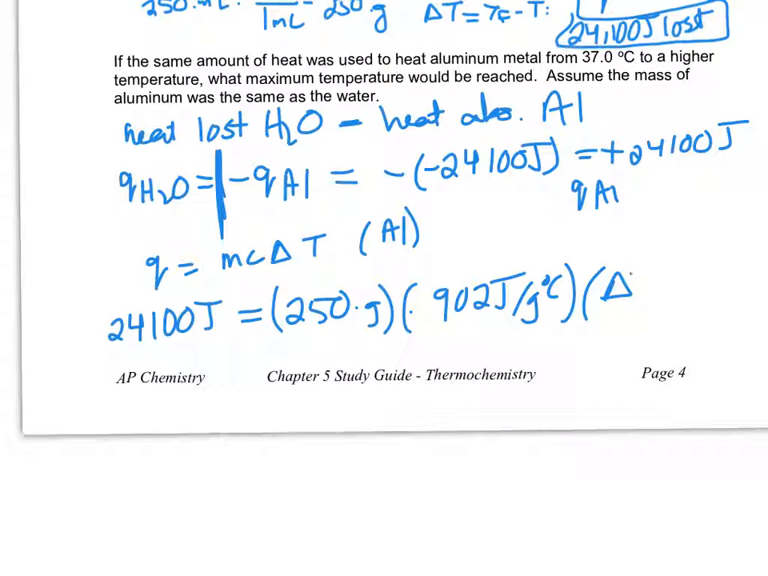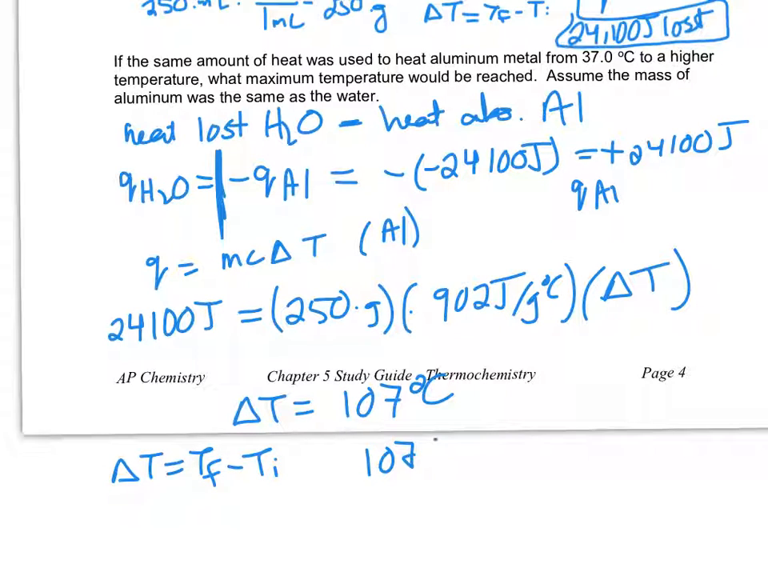And we put delta T. It's easier math if you put delta T there. If you want to put T final minus 37 and solve for what T final is, that's fine. It's just a little bit more algebra, so it's a little bit easier to do it that way. When you do this, you get delta T is equal to 107 Celsius. So then I'm going to say delta T is T final minus T initial. So 107 Celsius is equal to T final minus 37 Celsius. So T final is equal to 144 Celsius.